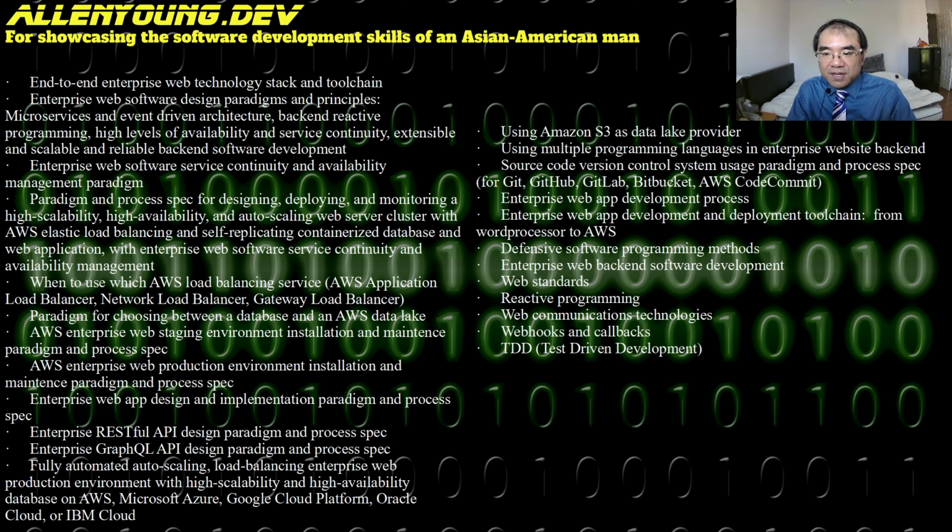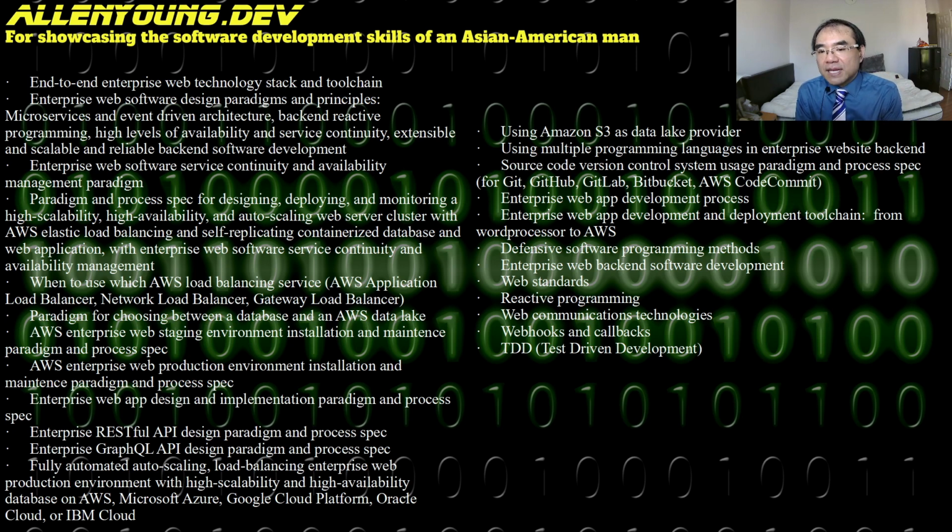End-to-end enterprise web technology stack and tool chain, enterprise web software design paradigms and principles, microservices and event-driven architecture, back-end reactive programming, high levels of availability and service continuity, and extensible, scalable, and reliable back-end software development, which are all key features in enterprise web app, and all must be addressed and properly handled by one or more enterprise web app software developers.